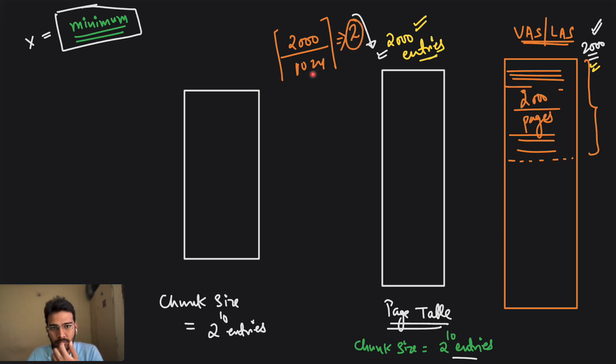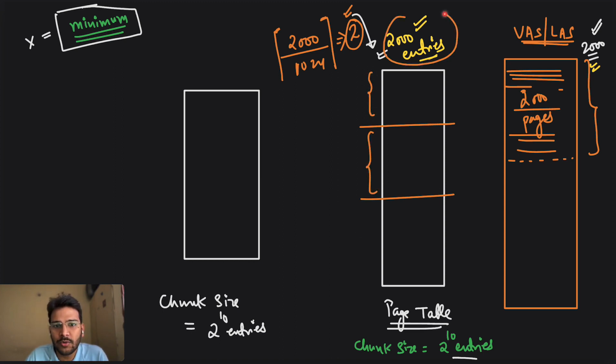Yes or no? Because if you divide 2000 by 1024, it is going to be 1 point something. But you have to store all the entries, right? So you have to take the ceiling of it. So you will be getting two chunks. That means in two chunks, let's say one chunk is this and another chunk is this. So in two chunks, you are storing all these 2000 entries together. So one chunk is here and one chunk is here.